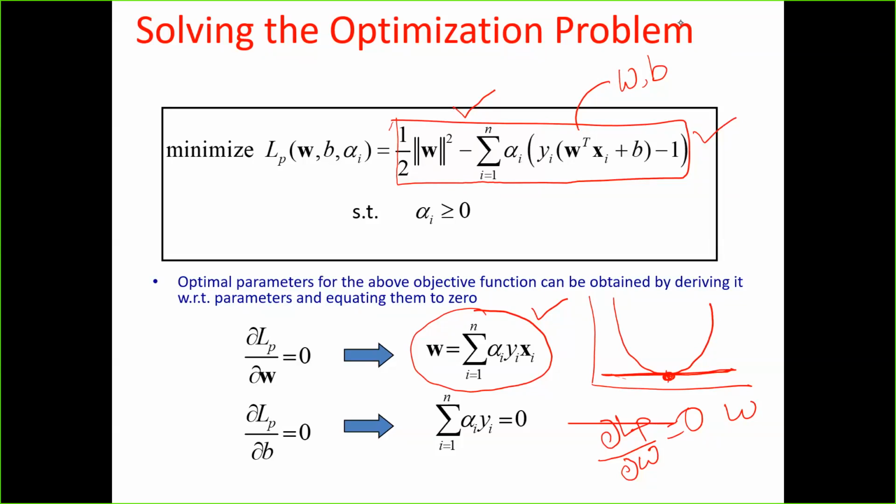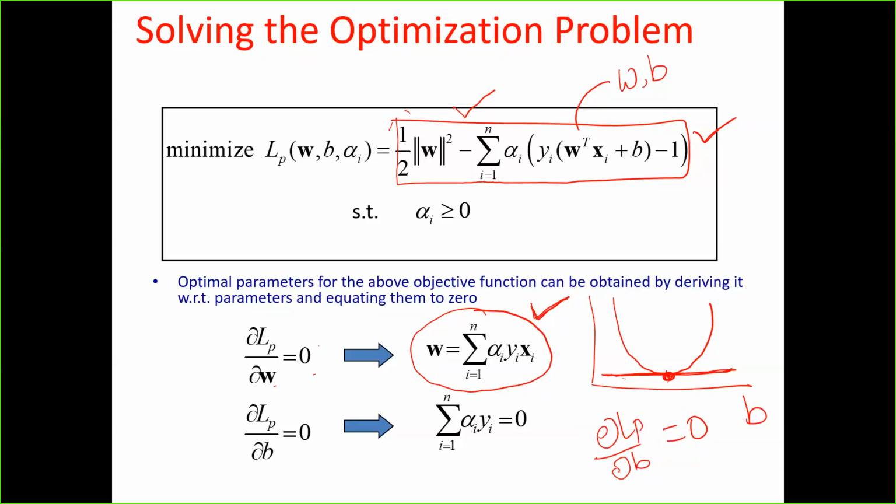So, I was saying that you must try this at home. Take the derivative of the loss function with respect to W and equate that to 0 and see whether you're getting this expression when you solve it. But for now, just follow what I'm saying. When you take the derivative of the loss function with respect to W and equate that to 0, you will get W equal to the sum over i equal to 1 to n of alpha i yi xi. Similarly, if you want to get the optimal point with respect to B, what should I do? Take the derivative of the loss function with respect to B and equate that to 0. So you will get the optimal point with respect to B.